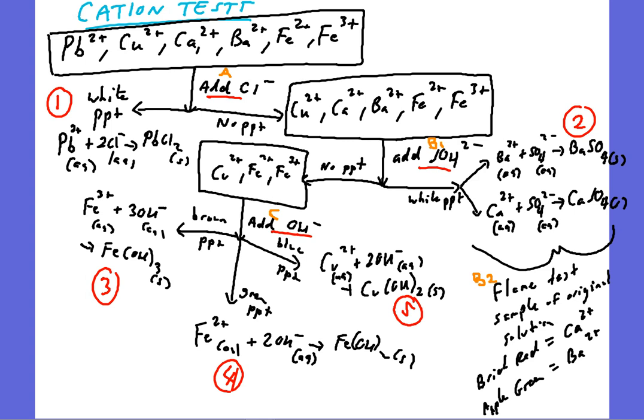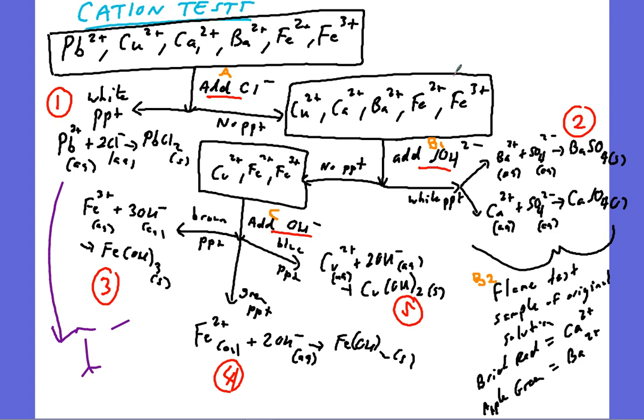Our cation testing flowchart, we have to distinguish between a lot more different cations: lead, copper, calcium, barium, iron 2+ and iron 3+ ions. And the first step we did is we added chloride, because lead is the only species there that reacts with chloride. So if we get a white precipitate there, it must have been lead chloride. One of the common things we add to test for lead though, or something you can confirm, is by adding iodide ions. If it turns bright yellow, it must have been lead in the solution.